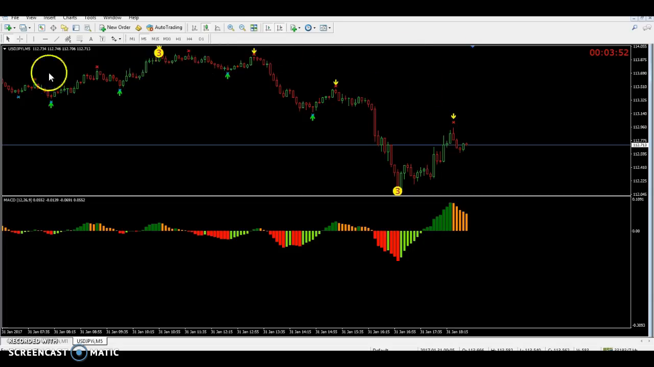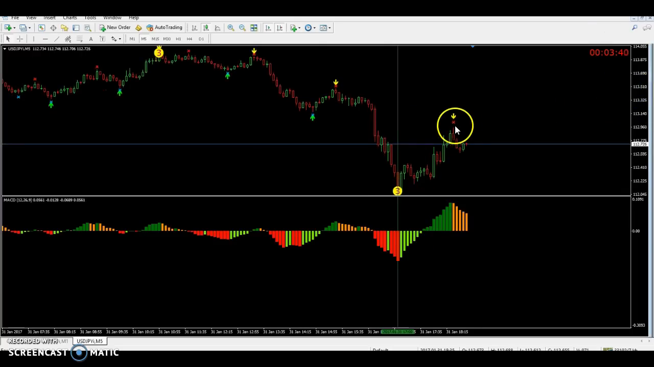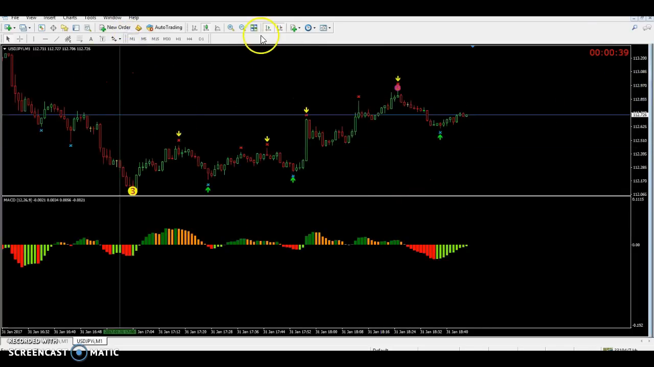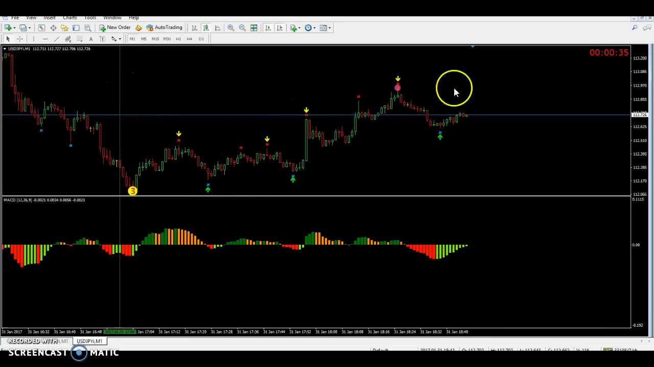So for example, let me show you. Right here where this 3 is, there's an arrow there, okay? So in order for me to take this trade up on the 1-minute chart, there has to be a 3 there. You see what I mean? See how the 3's at the bottom saying it's going to go up, right? So I know I'm going to take a buy.